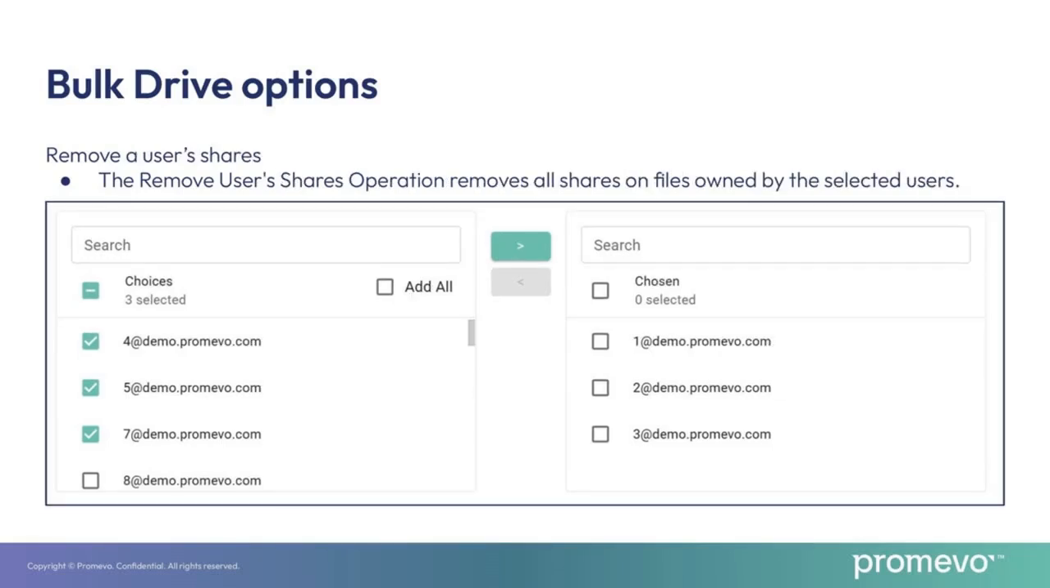And then the last one is remove user shares, which removes all shares on files owned by the selected user. So if I was to select one user, I could run it on one if I want, but since this is the bulk drive tool, I could use it on multiple users and select them all. And then when I run that, anything shared to any of those users, those shares would be removed.